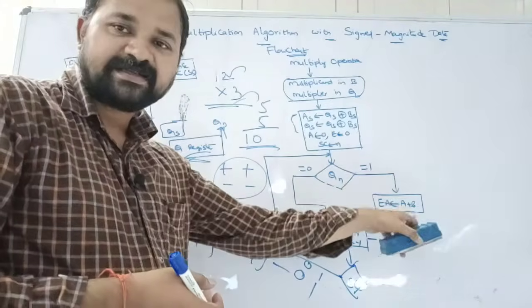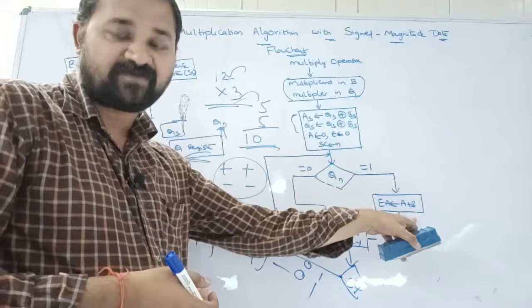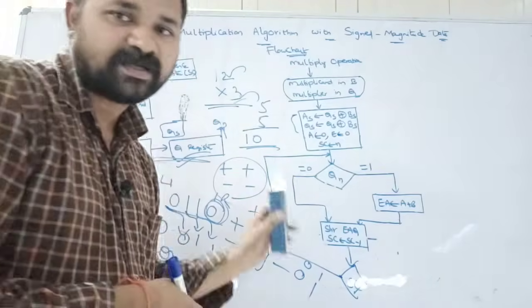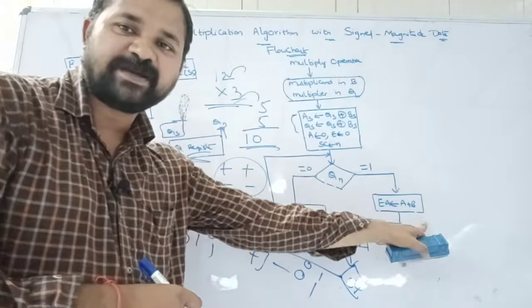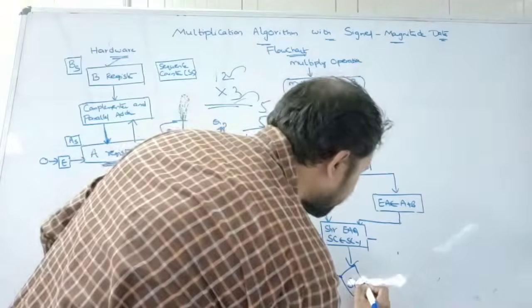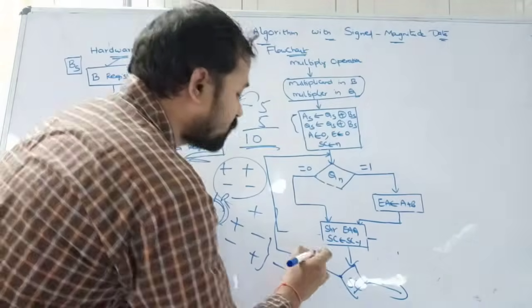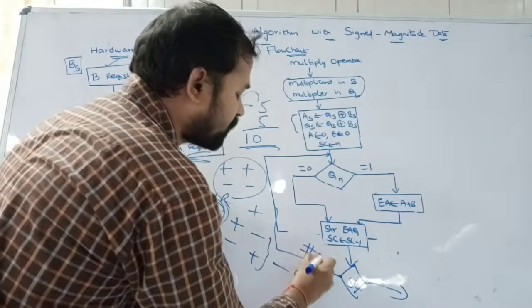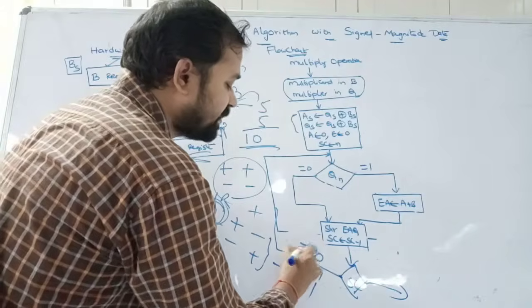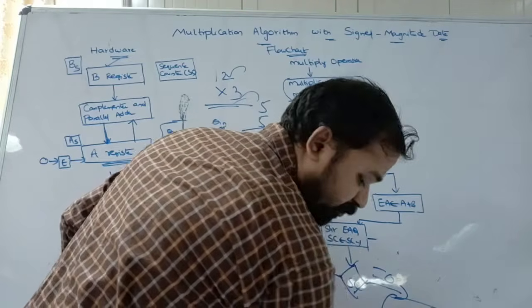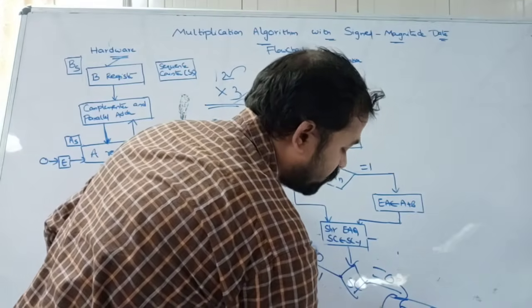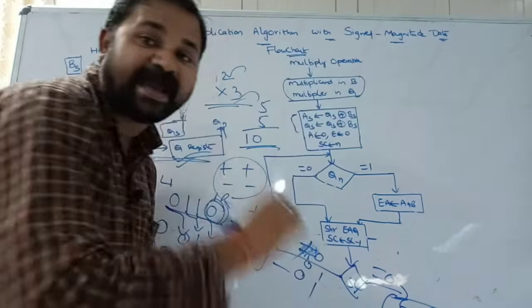If it is 1, then perform the addition operation. Add multiplicand to A. What is multiplicand? Multiplicand is nothing but B. Add this B to A. Whereas if sequence counter value is not equal to 0, then we have to perform this operation again. Whereas if sequence counter value is 0, then we have to end the process. The result, the product, is available in A and Q registers.